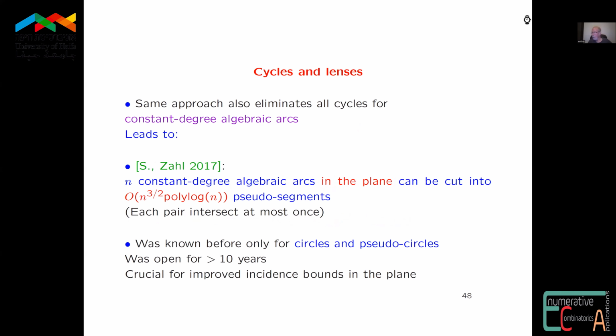Now, I don't have much time. I wanted to tell you about how to use this result to get other applications in combinatorial geometry. I'll skip over it, but let me just say that what it enables us to do is to obtain improved incidence bounds between points and curves in the plane. So how do cycles in 3 space translate into incidence in the plane?